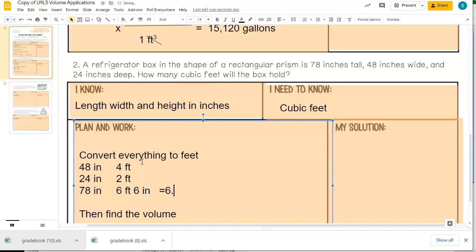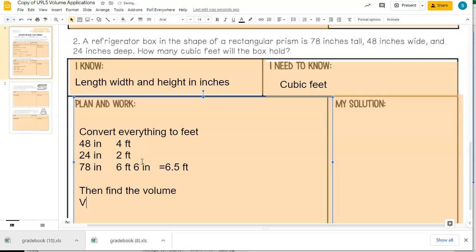which is 6.5 feet. Now our volume of a rectangular prism is, so our volume equals the area of the base times our height, and our length and our width are our 2 and our 4. So we've got 2 times 4, that's our base, times our 6.5. And we get that this equals 52 cubic feet.